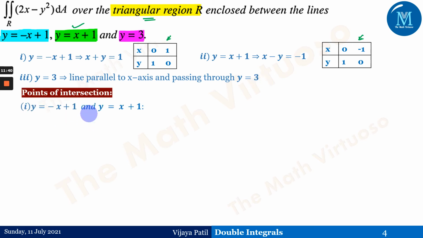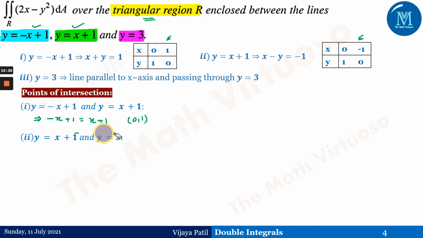Now finding the points of intersection, we first consider y is equal to minus x plus 1 and y is equal to x plus 1. That means we'll be finding the intersection between these two lines. If you observe here, the LHS are equal, so the RHS have to be the same. So minus x plus 1 is equal to x plus 1. That means you will be getting 2x is equal to 0, so x is equal to 0. Putting this value over here, we'll be getting the corresponding y. So if we put x is equal to 0, y is equal to 1. So we have got 0, 1 as the intersection of these two lines.